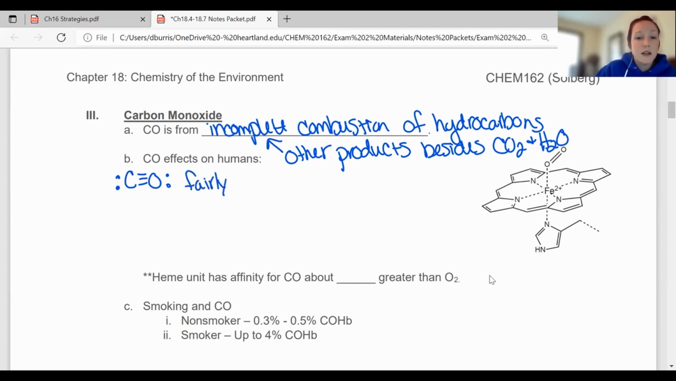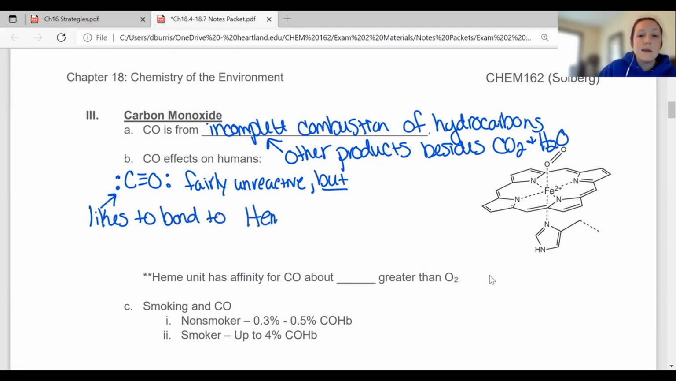So this is fairly unreactive, but, and this is a huge but, these little electrons right here like to bond to stuff. Okay, so what they do, these like to bond to heme. This is heme, and that's in your blood, like hemoglobin.